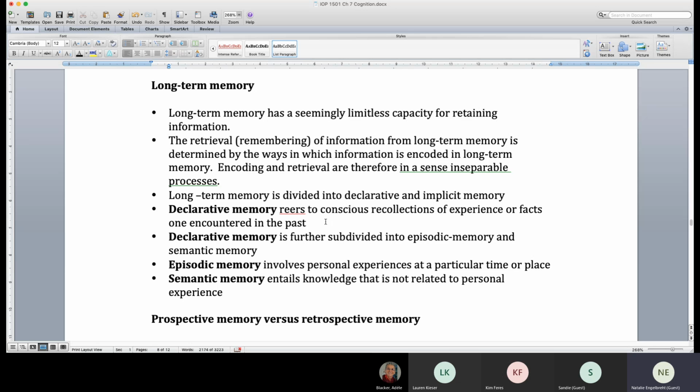So what have we learned about long-term memory? Limitless capacity. Retrieval is important, and it is via a process of encoding. If you've done that, then the retrieval process is much easier. There is declarative memory, there is episodic and semantic memory.